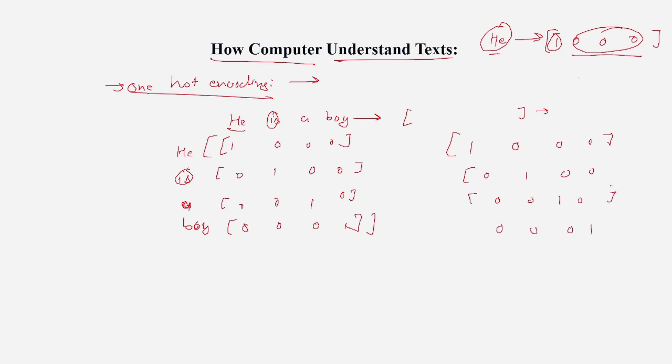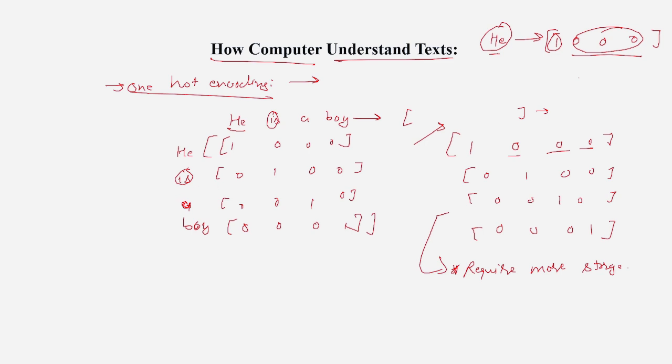So this technique is one-hot encoding, by which computers understand text. There are some disadvantages of one-hot encoding. First, it requires more storage, as the matrix is sparse. And since the matrix is sparse, it has many zeros, which are not important to our context.